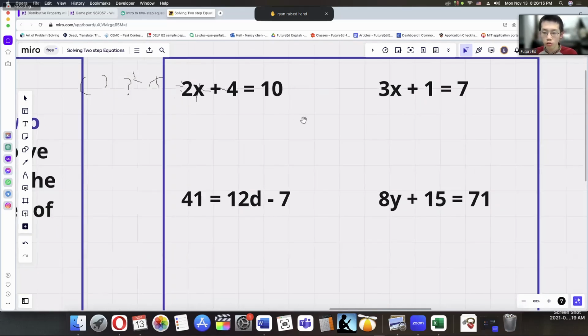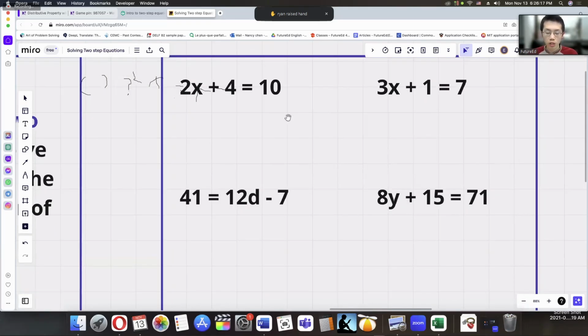And the key thing to remember in solving equations is that if you see any operation and you want to get rid of it, you have to find its inverse, right? So if you remember, Ryan, what's the opposite of addition? So if I added a 4, how do I get rid of the positive 4?